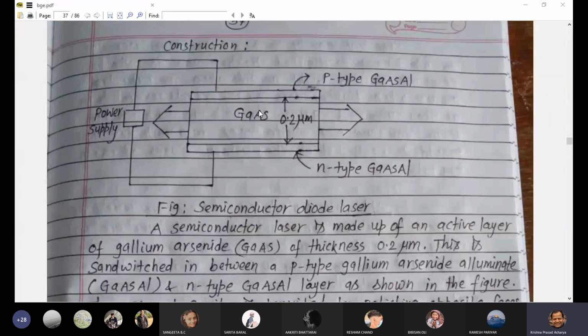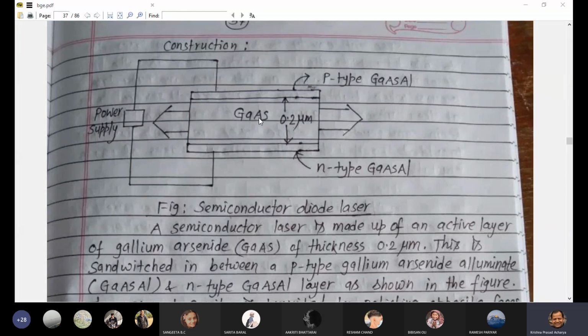So the resonant cavity in such type of semiconductor diode laser is provided by polishing the opposite faces of the gallium arsenide crystal. And for the pumping action, you have the power supply. With the help of power supply, you can pass the current, and if current is passed, then by electrical pumping, population inversion occurs. And this is about the construction of semiconductor diode laser.